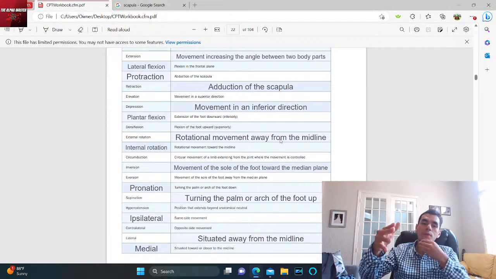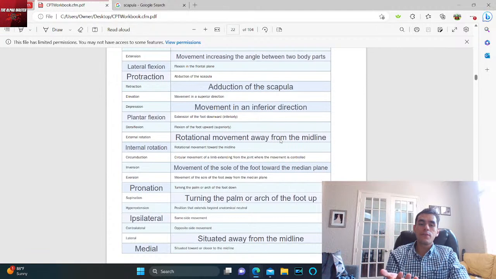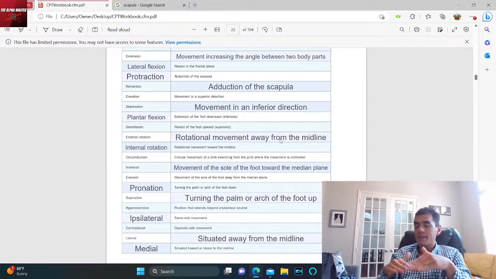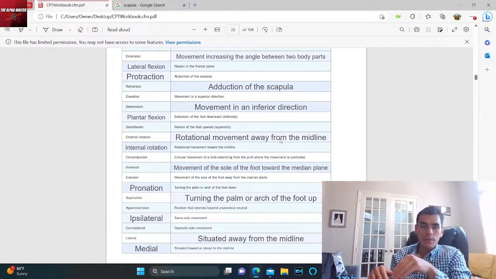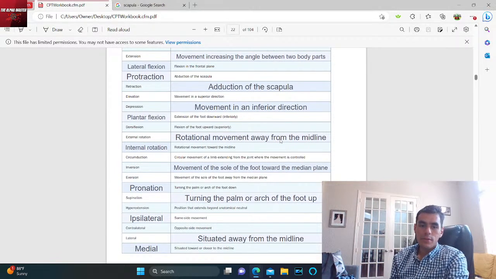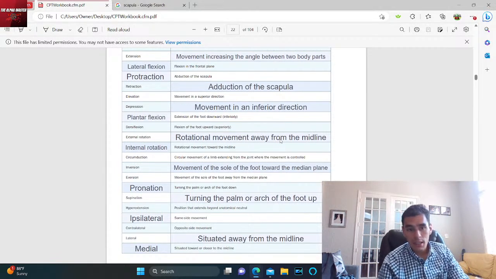Pronation is going to be, no, sorry, pronation is going to be about the hand. So yeah, inversion is movement of the sole of the foot toward the midline plane, and eversion is movement of the sole of the foot away from the midline plane.